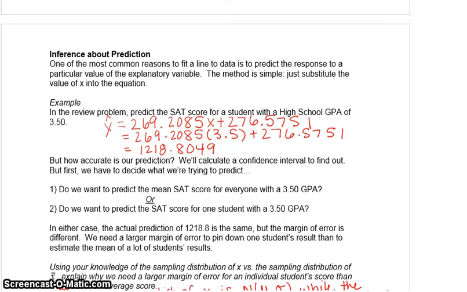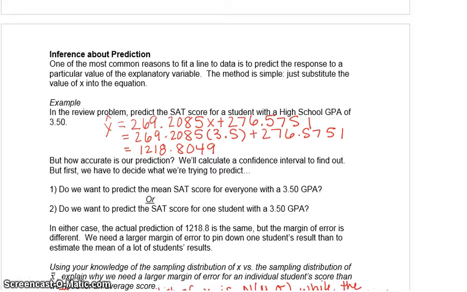But then we might want to know how accurate our prediction is, because we know there's variability in the world. So in order to do that, we'll calculate a confidence interval. But first we have to decide what we're trying to predict. Do we want to predict the mean SAT score for everyone with a 3.5 GPA? Or do we want to predict the SAT score for one student with a 3.5 GPA? In either case, the actual prediction of 1,218.8 is the same, but the margin of error is different.